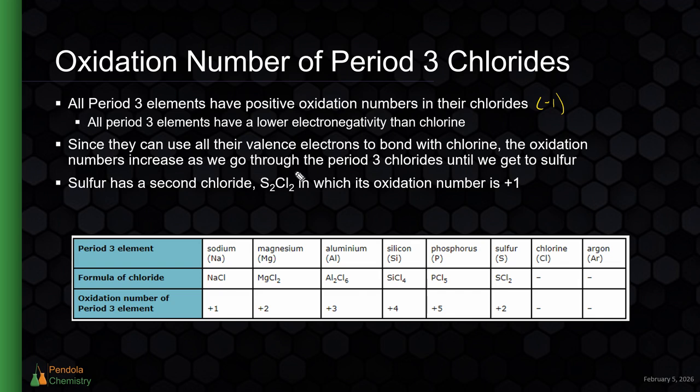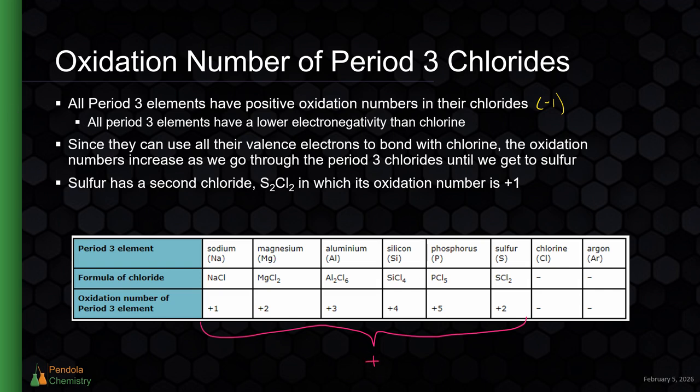Now, when we compare electronegativities of the period 3 elements with chlorine, we have a very similar pattern to what we did with oxygen. All of the electronegativities of the period 3 elements are going to be lower than that of chlorine, except for, of course, chlorine, because chlorine itself is a period 3 element. So because the electronegativities of the period 3 elements are all lower than chlorine, all of the oxidation numbers of the elements in the chlorides are going to be positive.